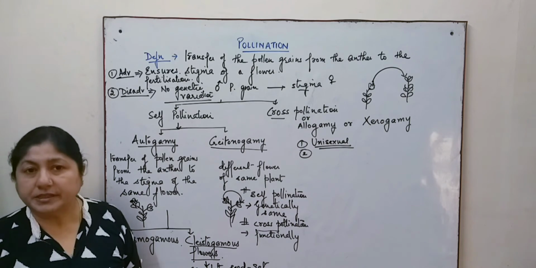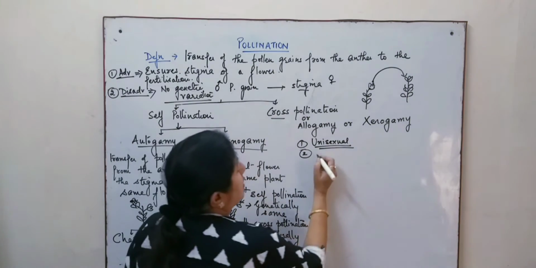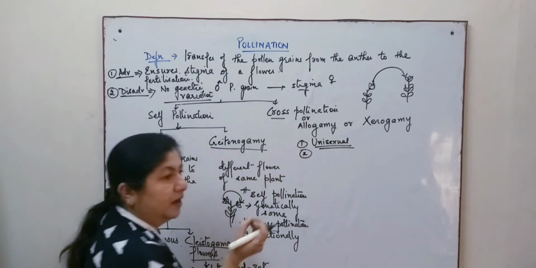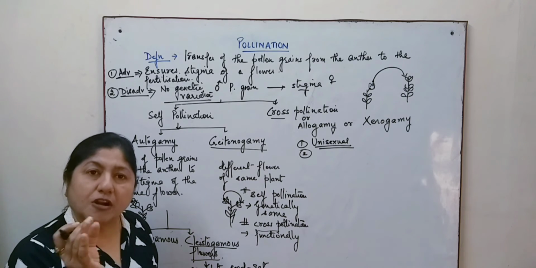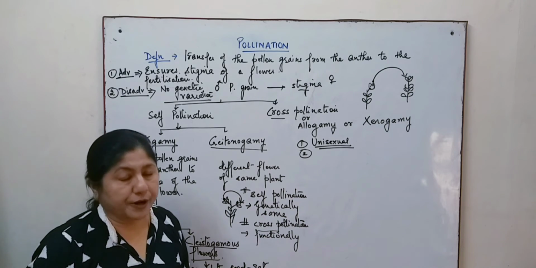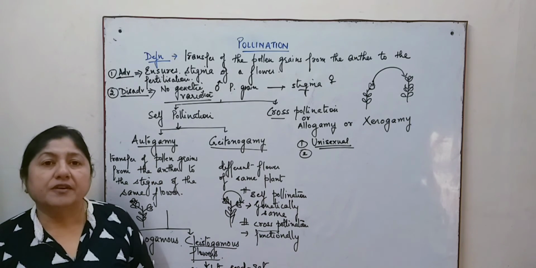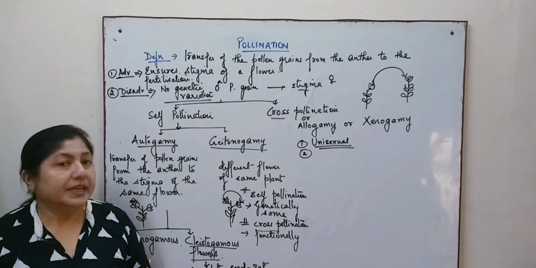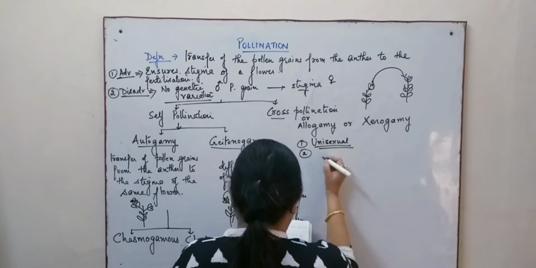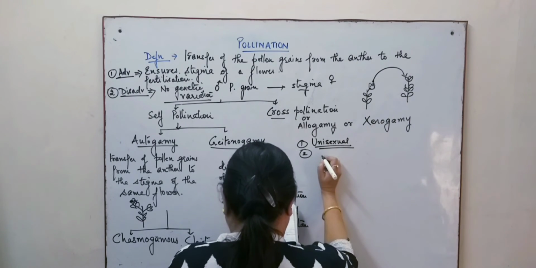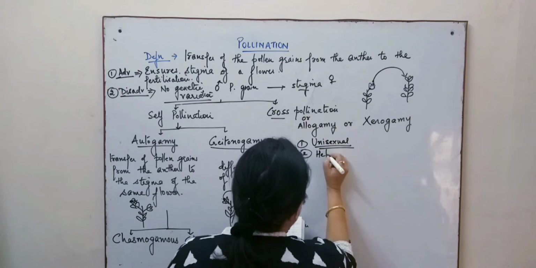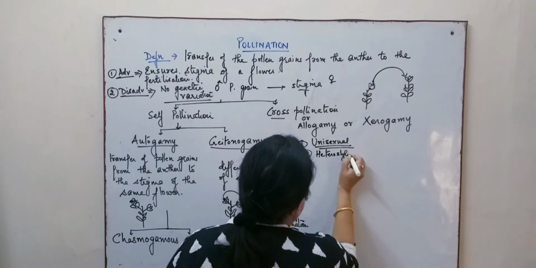The other important thing is the positioning of the anther, that is the stigma, and the style. That means they should not be very close to each other so that self-pollination can be avoided. And the term we are talking of is known as heterostyly.